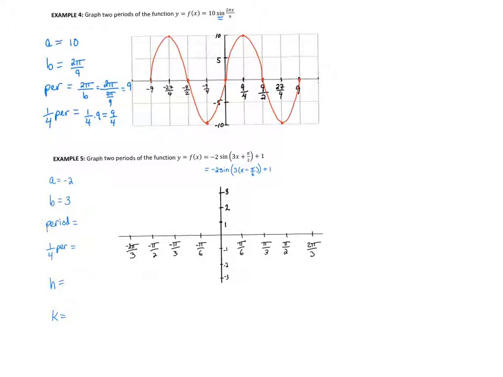example, -2 sine of 3x plus pi over 2. So the very, very first thing we did was we realized it did not meet our template. Our template has to have the b value factored out so that we can recognize what h is primarily. So the way we're going to attack this is first get that factored out, get that 3 factored out.